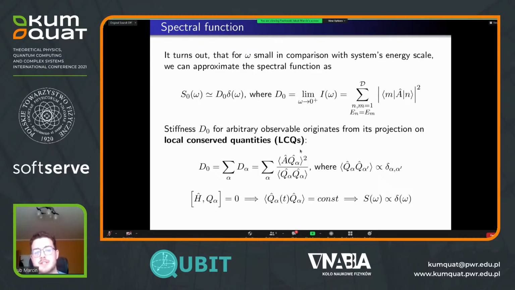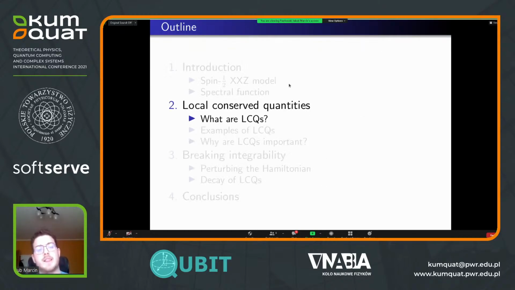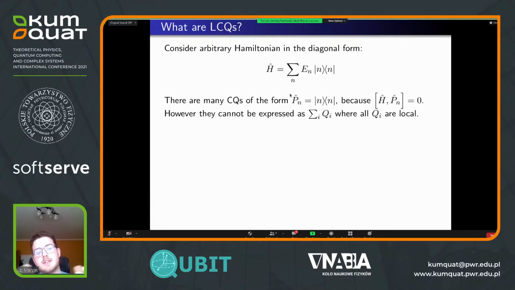All right, so we said why the local conserved quantities are important, but what are they exactly? So let's imagine an arbitrary Hamiltonian in the diagonal form, just like shown here. And from its form, we can see that there are many conserved quantities here. For example, all the projection operators on Hamiltonian eigenstates, because they all commute with the Hamiltonian. However, they cannot be expressed as a sum of local operators. They're highly non-local and in principle can span the whole system, the whole lattice.